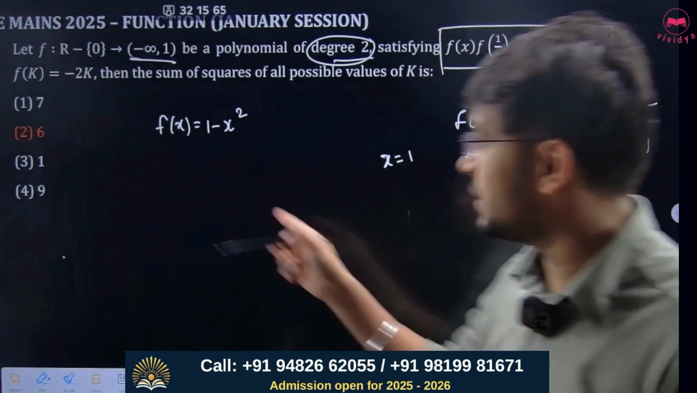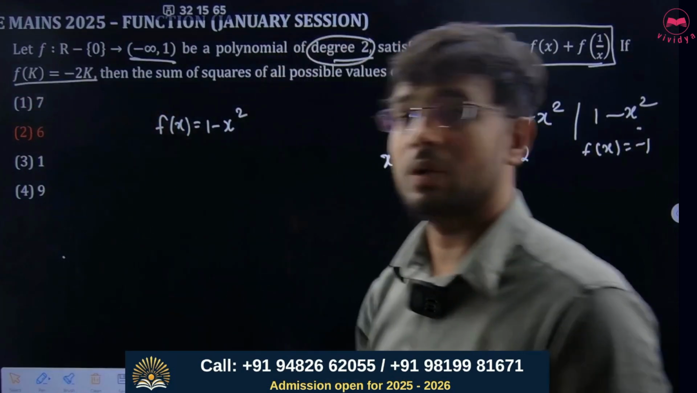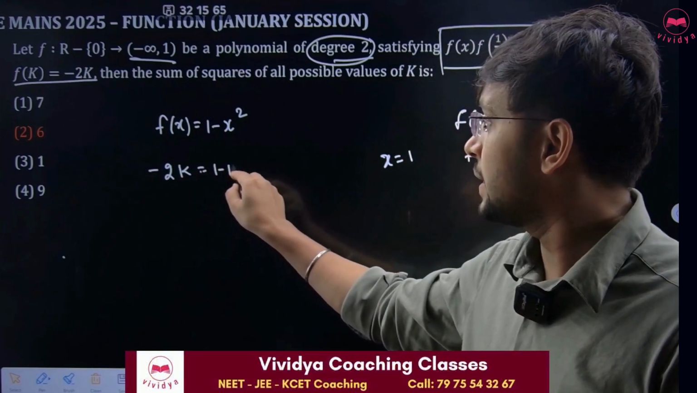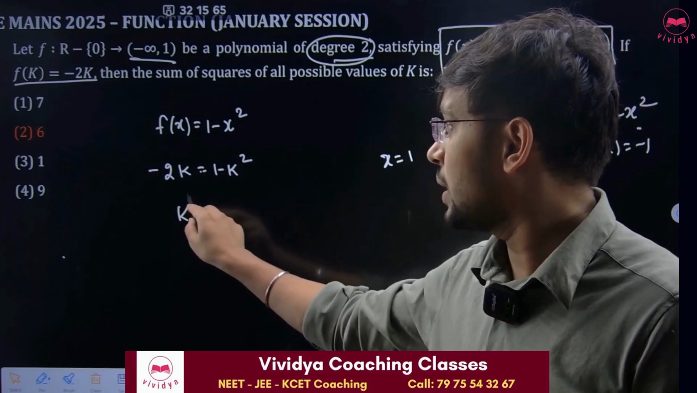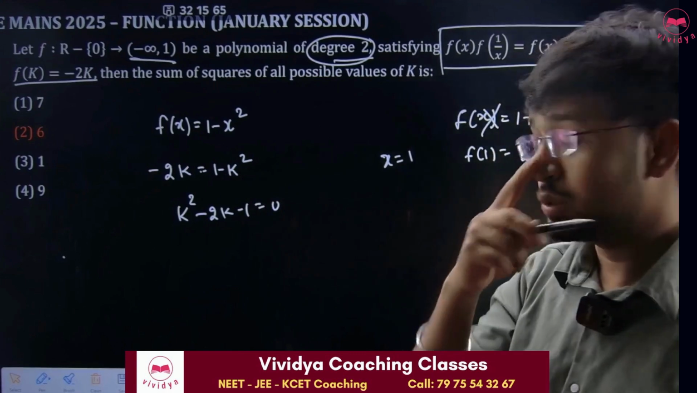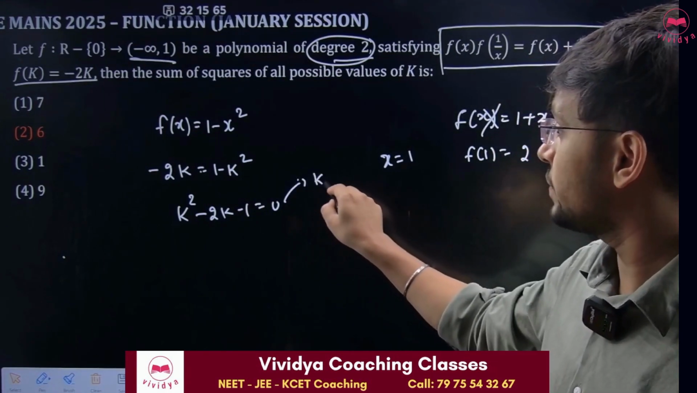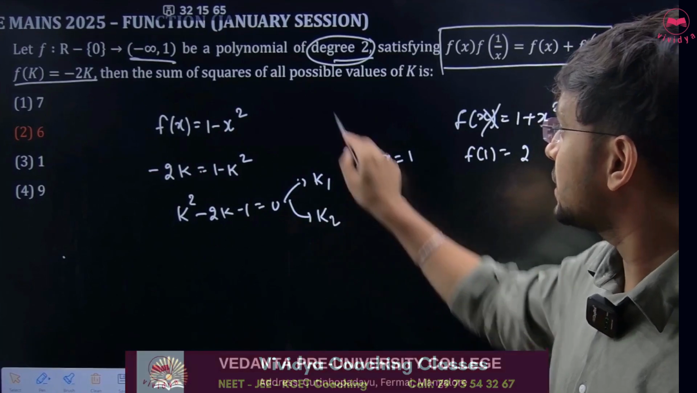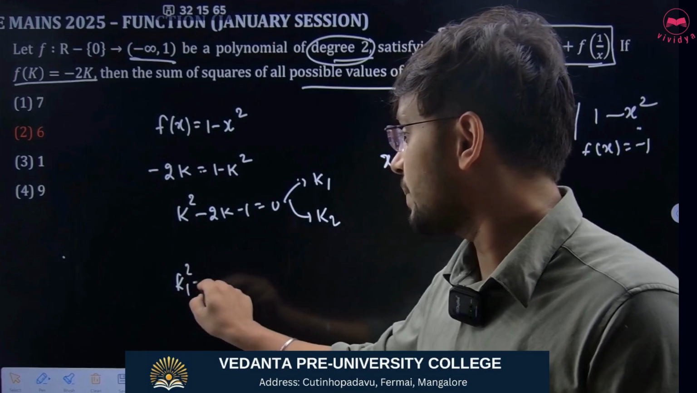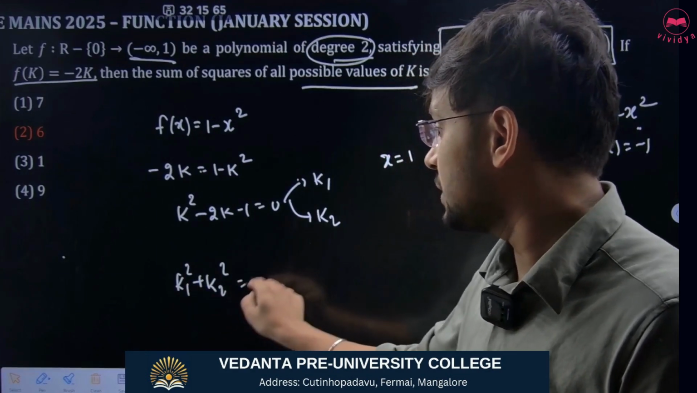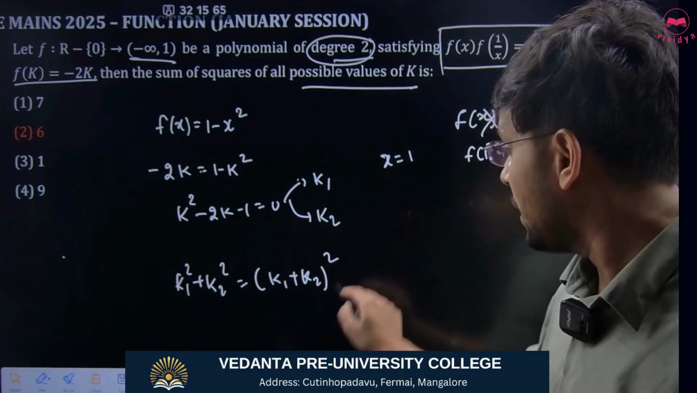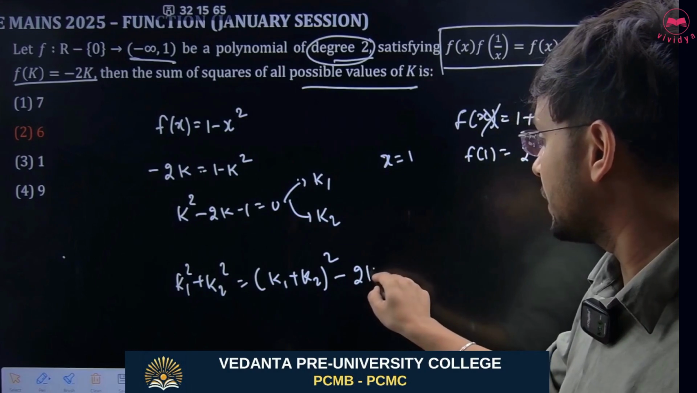Once the function is decided, it is given f of k is equal to minus 2k. So, put the value: minus 2k will be 1 minus k square. Then k square minus 2k minus 1 will be equal to 0. There we are going to get two values of k, k1 and k2. They are asking for the sum of squares of the possible values, meaning k1 square plus k2 square. This is nothing but k1 plus k2 whole square minus 2 k1 k2.